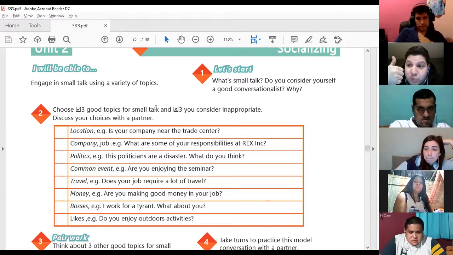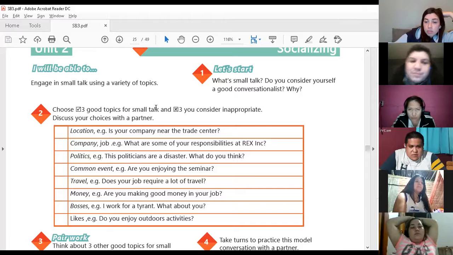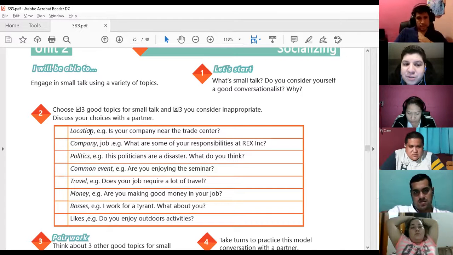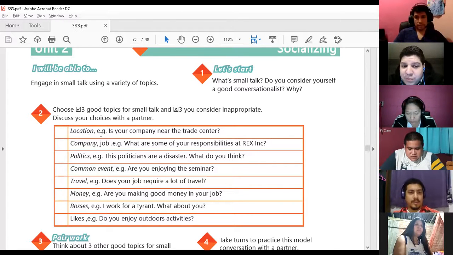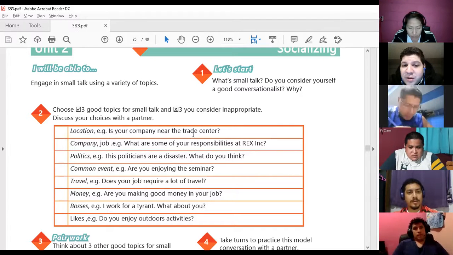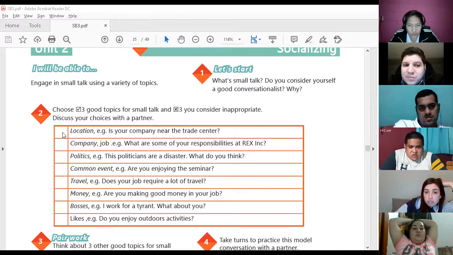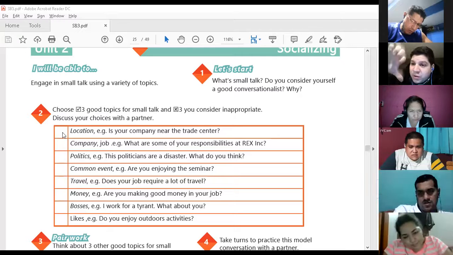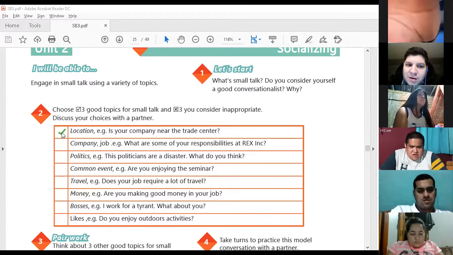Say it with me: appropriate. Inappropriate. Location. Example: Is your company near the trade center? Appropriate or inappropriate? Appropriate. Okay. Good.